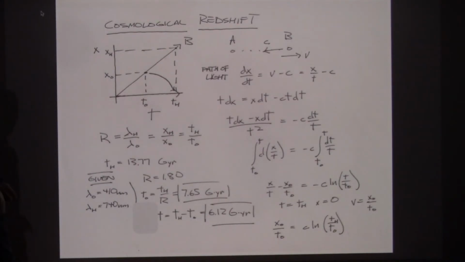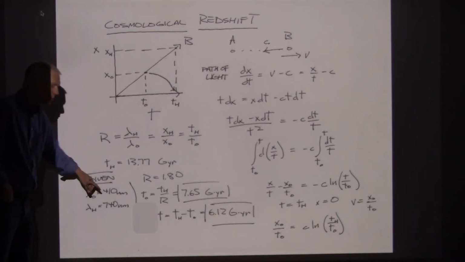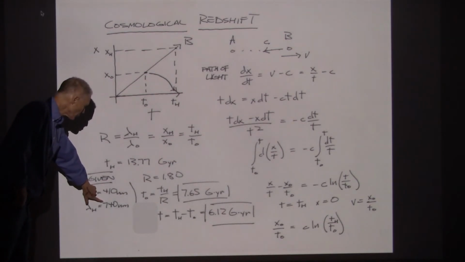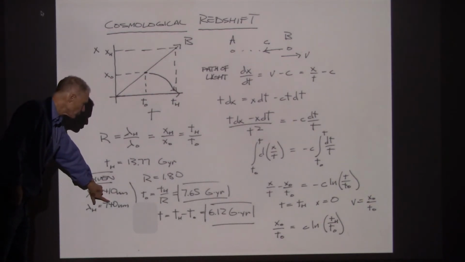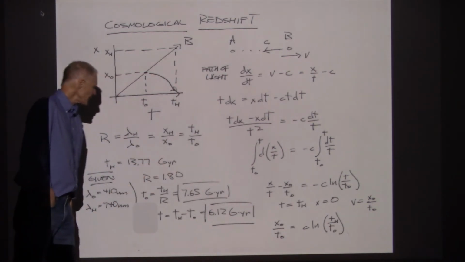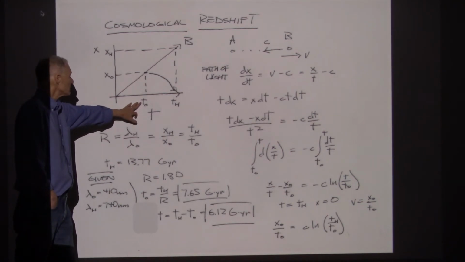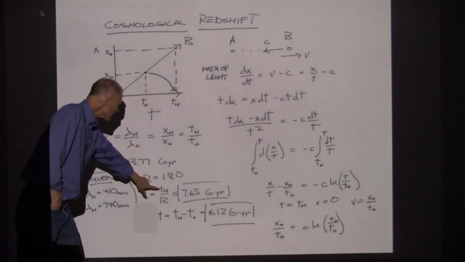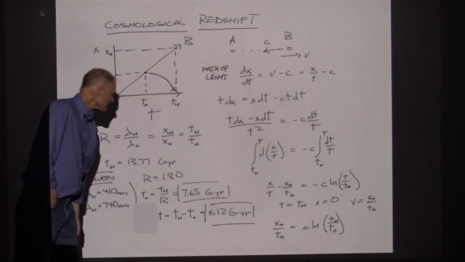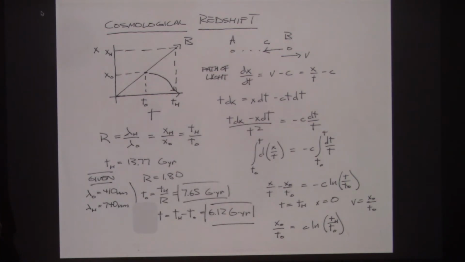So let's say that we have light that originated at 410 nanometers. That's a prominent line within hydrogen. And that it's observed, it's been redshifted to 740. Well, that ratio is 1.80. To find out when that light left galaxy B, we can take the Hubble time, divide through by that ratio, and it says that it left at the 7.65 billion year mark.